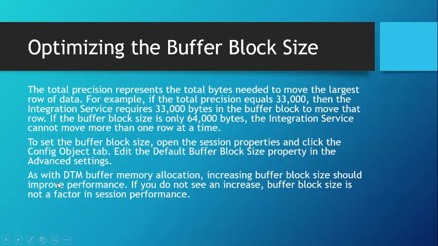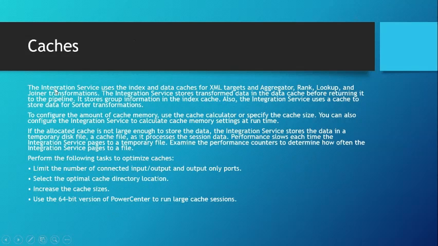So you need to follow this. Okay, so what is the cache, right? How to update this cache value? The Integration Service uses the index and data cache for XML target and Aggregator, Rank, Lookup and Joiner transformations. The Integration Service stores transformed data in the data cache before returning it to the pipeline.